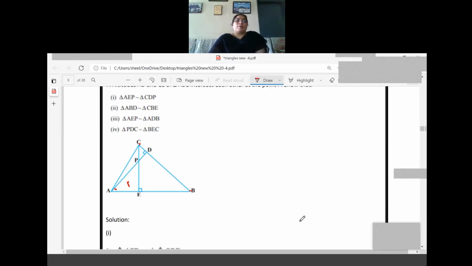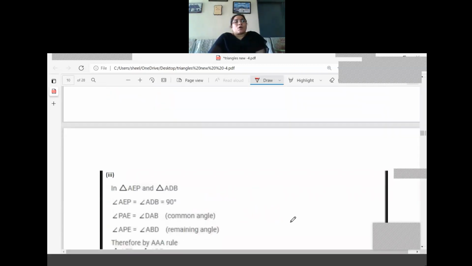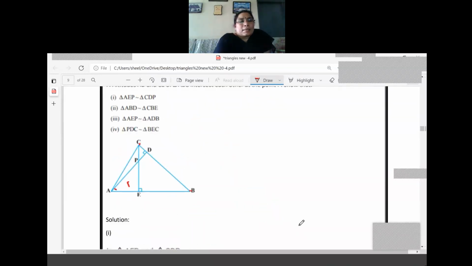So what is the criteria we are using? In these triangles, the common angle A is coming and the 90 degree angle is coming. Once again in the diagram, angle A is common, partially coming in both the triangles. So angle A is common, and angle E and angle D are 90 degrees. So we got two angles, and with that we can make the conclusion.